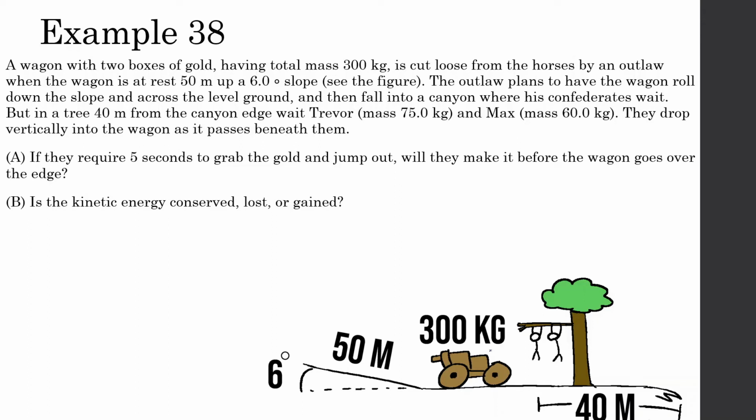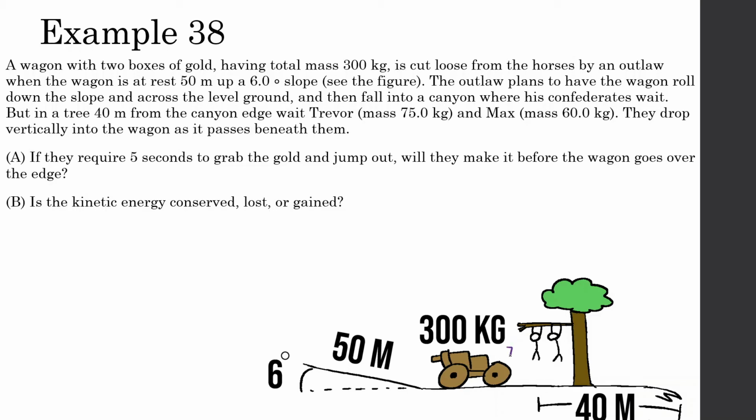Looking at the figure, the outlaw plans to have the wagon roll down the slope across the level ground and then fall into the canyon where his competitors wait. But in a tree 40 meters from the canyon edge wait Trevor, mass 75 kilograms, and Max, mass 60 kilograms. They drop vertically into the wagon as it passes beneath them. A, if they require 5 seconds to grab the gold and jump out, will they make it before the wagon goes over the edge? Okay, so a lot going on here.